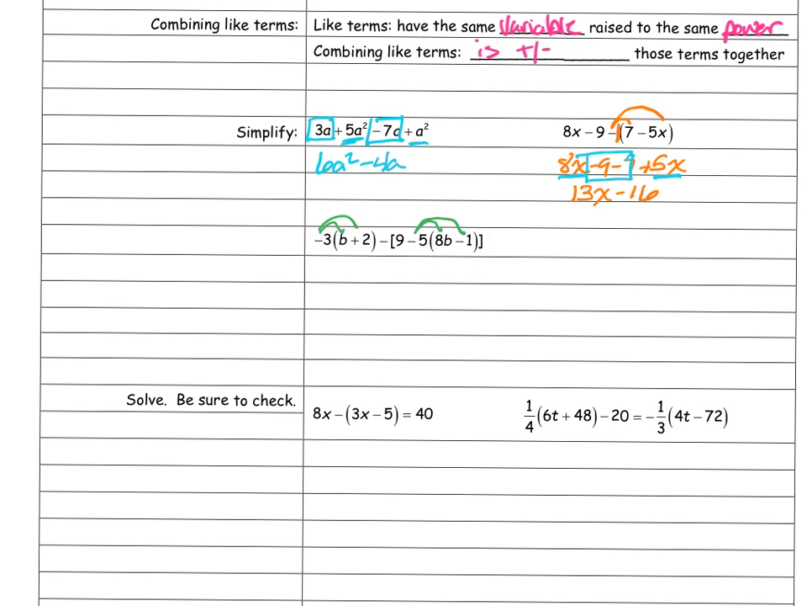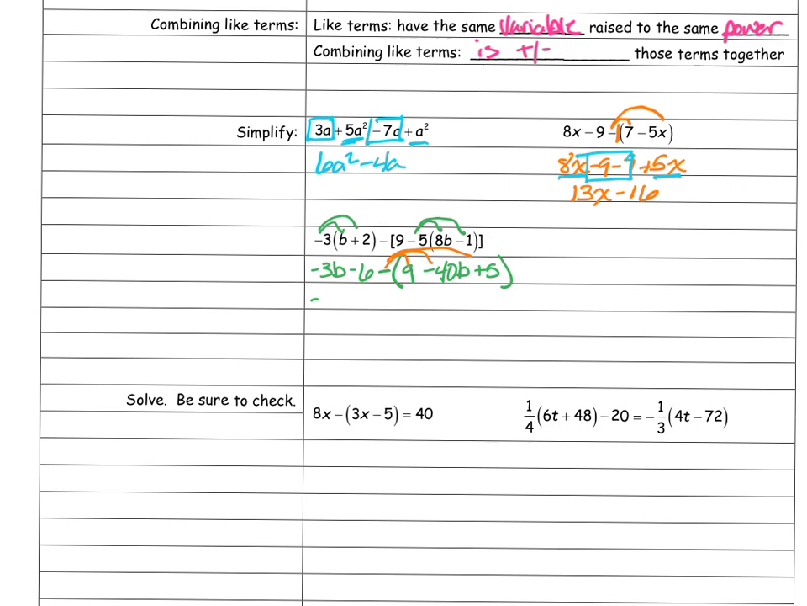So I have negative 3 times b is negative 3b, and negative 3 times 2 is negative 6. And then I have a minus and a bracket here. I'm just going to write it as a parenthesis. 9, and negative 5 times 8b is negative 40b, and negative 5 times negative 1 is plus 5. Parenthesis. Now I can do two things. I can simplify what's in the parenthesis first, or I can distribute this negative through. I can take this negative and distribute it through, and then combine my like terms, and I think I'm going to do that.